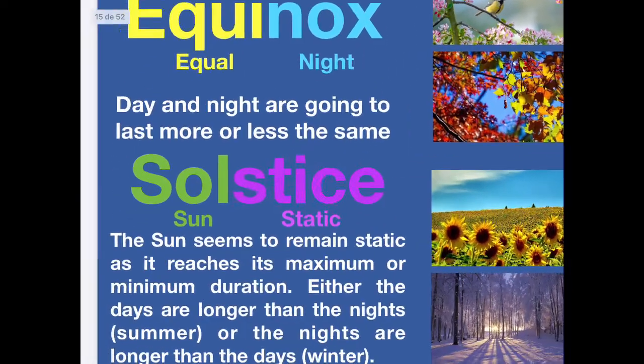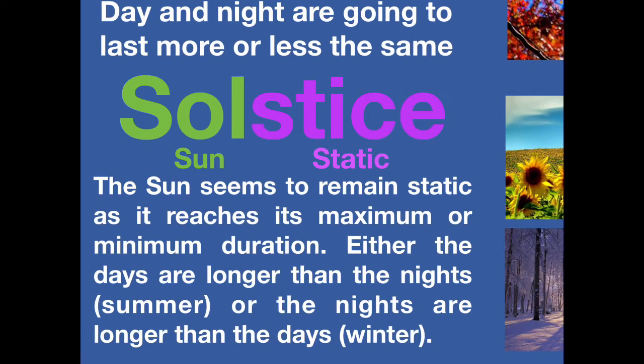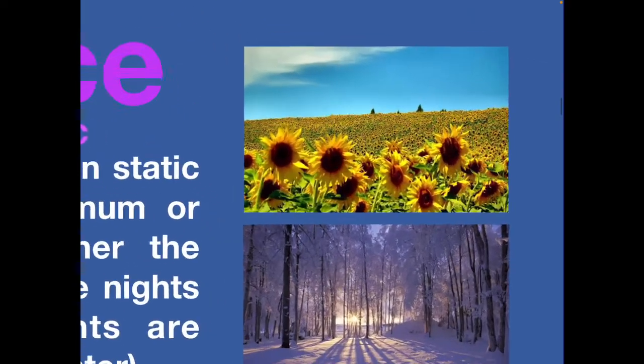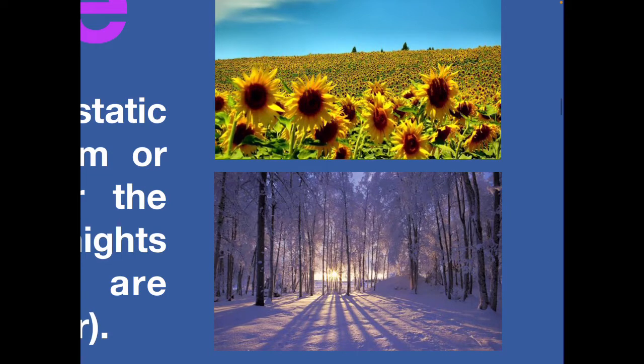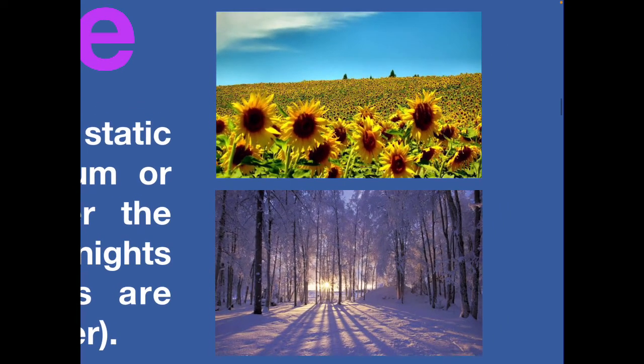But what happens when we have a solstice? Well, when we have a solstice it means that the sun is static. And that is because it is going to be either at its maximum duration, and that is going to be in the summer, or at its lowest duration, and that is going to be in the winter. So in the summer, we're going to have longer days than nights, and in winter, we're going to have longer nights than days. So these two seasons have very extreme changes, right? You're either going to have a lot of light, or you're not going to have enough light at all.